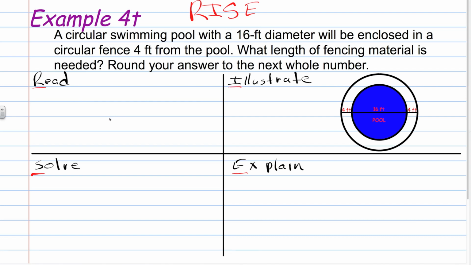So when we read, what I like to do is write down important information. And the first piece of important information here for me is that the pool has a 16-foot diameter. So I write that down. And I also know that the fence is going to be 4 feet away, so 4 feet away will be the fence. And I'm going to add to this the circular fence.